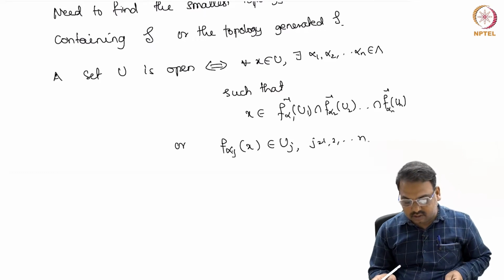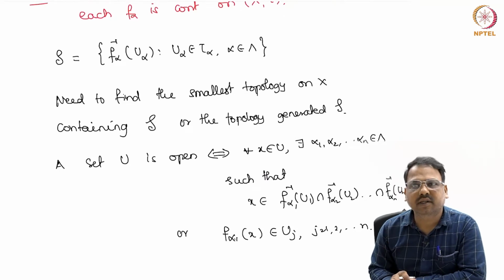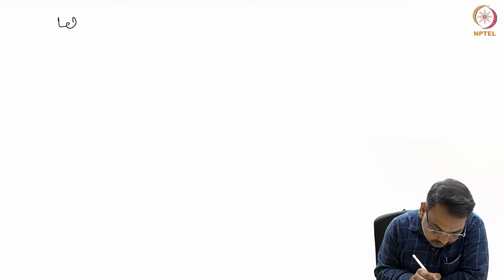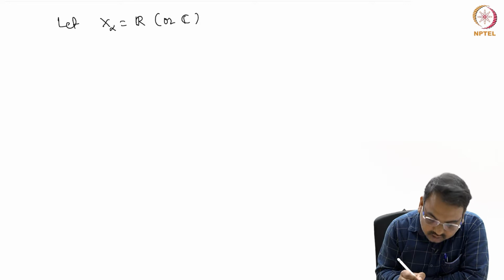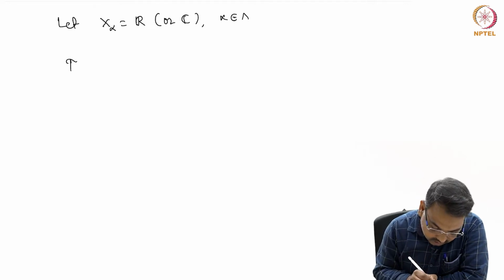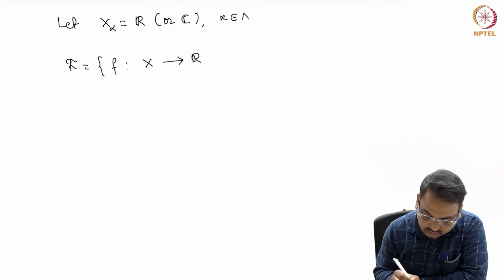Okay, so this is a topology. Once we have a collection, we can find the topology generated by that collection. That is the smallest topology, so this is the required topology. Let us take a particular case. Take X alpha equal to R or C with the usual topology. Then this collection F is nothing but the set of all functions F from X to R, so a family of functions.